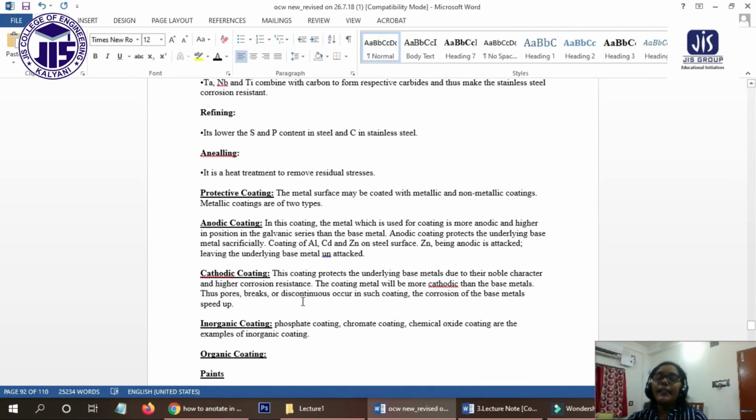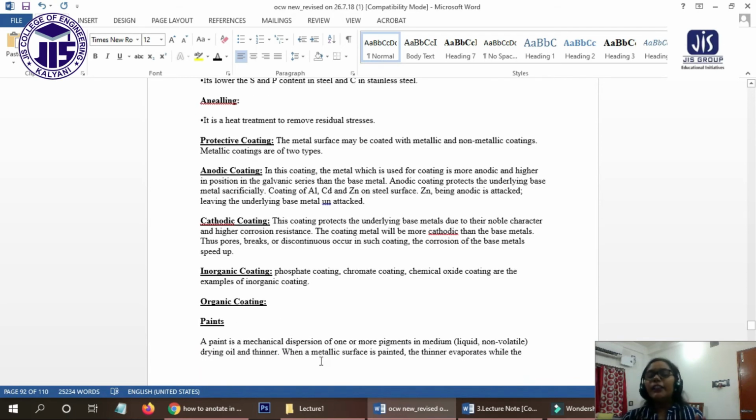Or one thing that is most important, that is protective coating. Protective coatings are generally of three types. One is organic coating, inorganic coating, and metallic coating. Generally organic coating means paint. Whatever paint we are using, those are organic compounds, and that organic compound we generally use for prevention of corrosion of the metal.